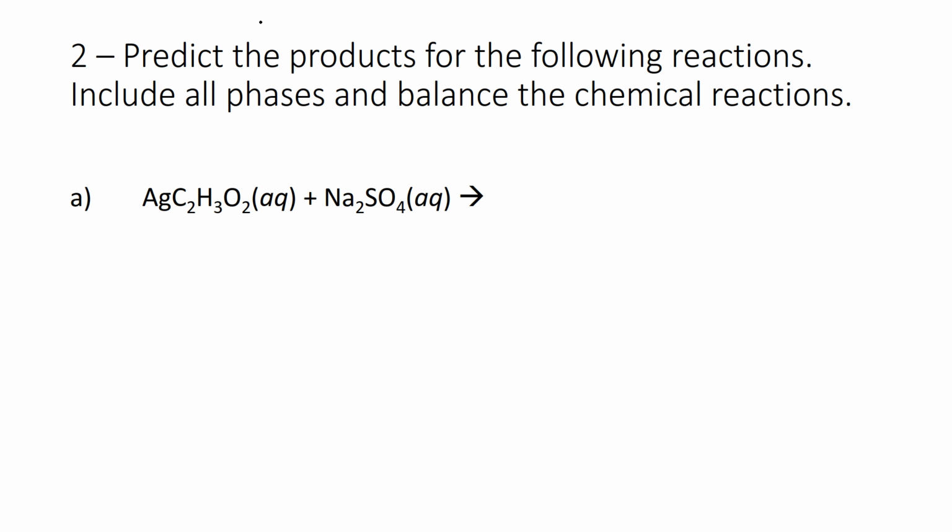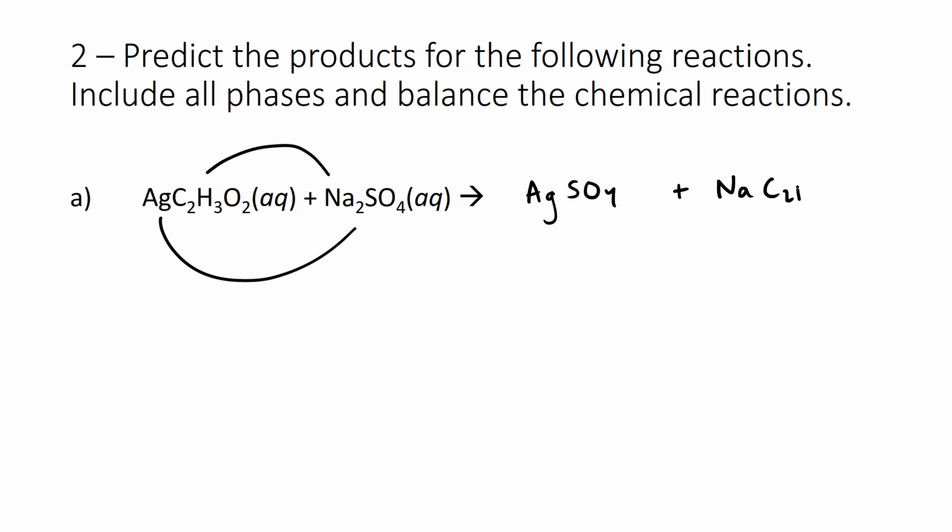For part 2, we're going to be predicting the products for the following reactions, and we're also going to be stating what phase they're in. We also have to pay attention to the chemical reaction and make sure it's balanced. So for these problems, we're going to do a double displacement, and we're going to have the cation of the first compound bonding with the anion of the second one, and then we're going to have the cation of the second compound bonding with the anion of the first one. So this is going to make an AgSO4, and then the second product is going to be NaC2H3O2.